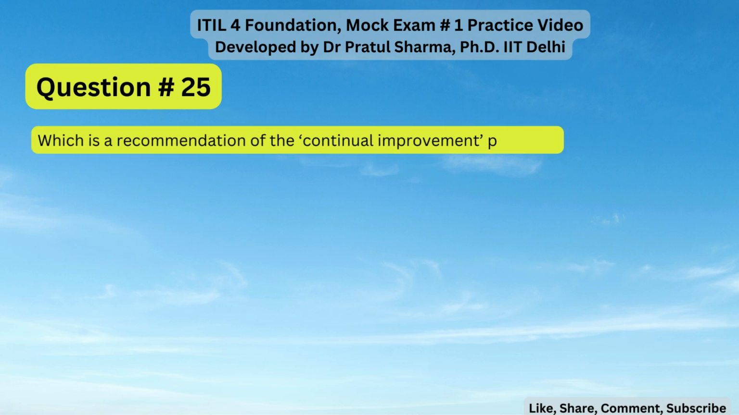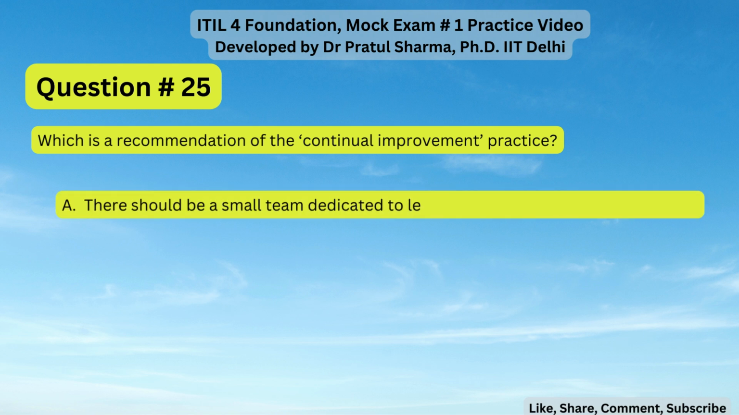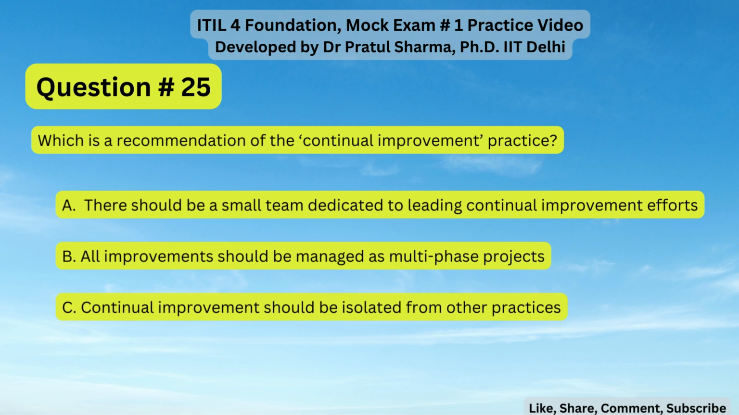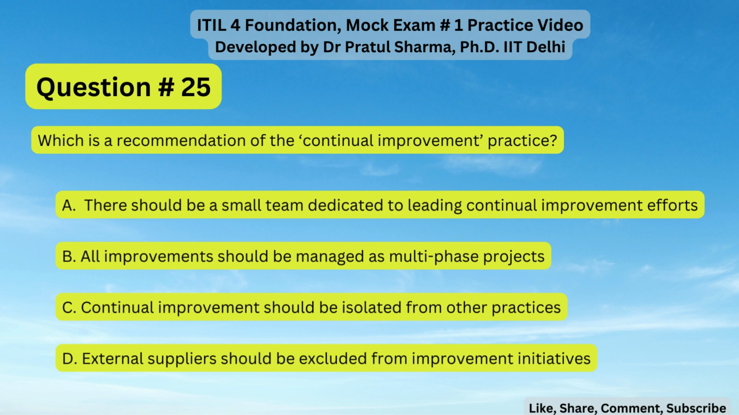Question number 25. Which is a recommendation of the continual improvement practice? A. There should be a small team dedicated to leading continual improvement efforts. B. All improvements should be managed as multi-phase projects. C. Continual improvement should be isolated from other practices. D. External suppliers should be excluded from improvement initiatives.